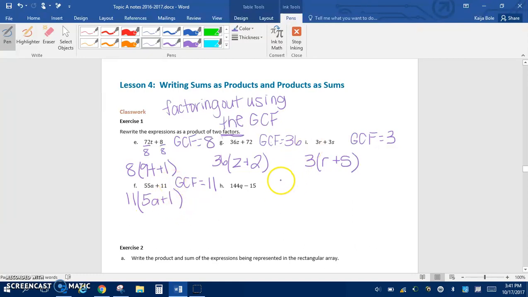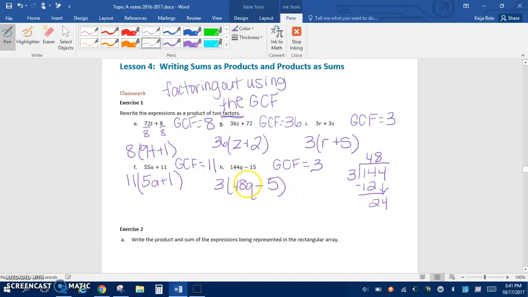Alright, in part H here, our last one, the GCF of 15 and 144 is only 3, so you might have to do some long division here to find out what 144 divided by 3 is. So 3 goes into 14 4 times, minus 12, we get 2, bring down the 4, and this would be an 8. So if we factor out a 3 here, we would have 48q minus 5.